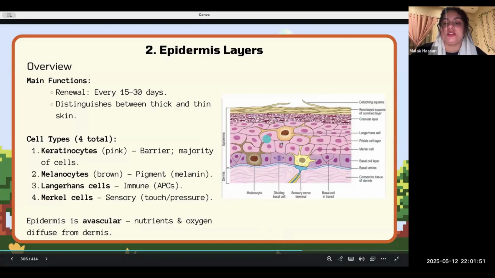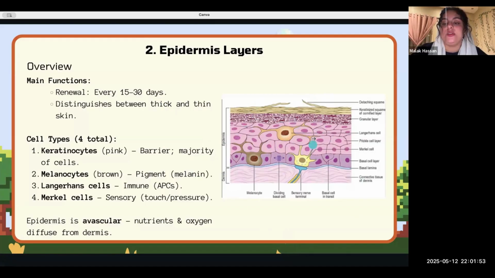First of all, it has the keratinocytes, which are the pink cells here, and these are the majority of the cells. These are basically the skin cells. They form the barrier. And then you have the melanocytes, which are the brown cells here, and these are the ones that contain the pigment, which is melanin. And then you have the Langerhans cells, which are the immune cells. They are the antigen-presenting cells. And you have the Merkel cells, okay, which are the sensory touch receptors and pressure receptors. And these three cells are called dendritic cells.